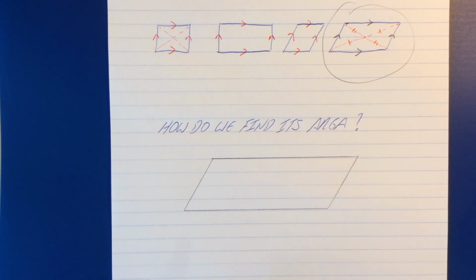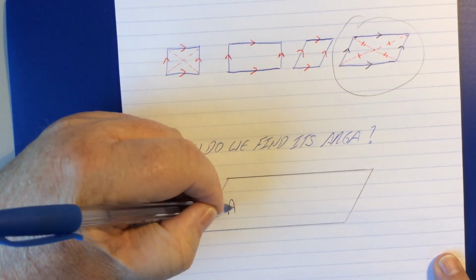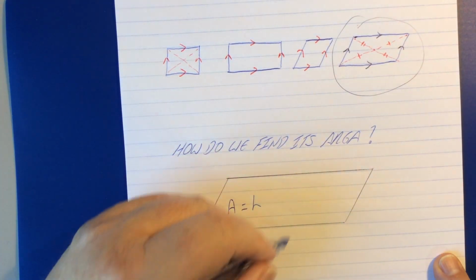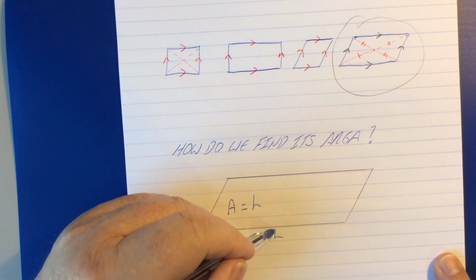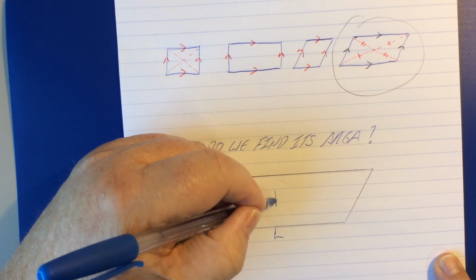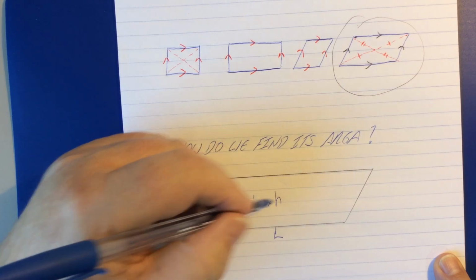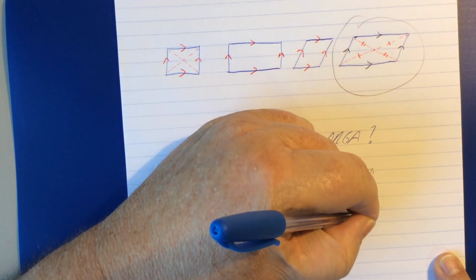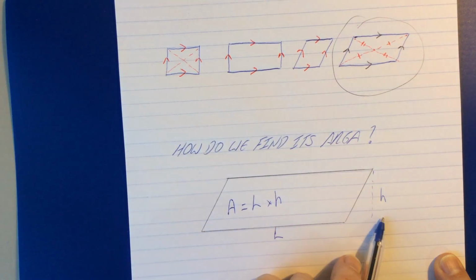Finding the perimeter is really, really simple. It's that length plus that length plus that length plus that length. But finding the area, there's a little bit more to it than that. So the area is equal to the length, which is this, L, times the height. I'll make my H quite different. So this is the height here.